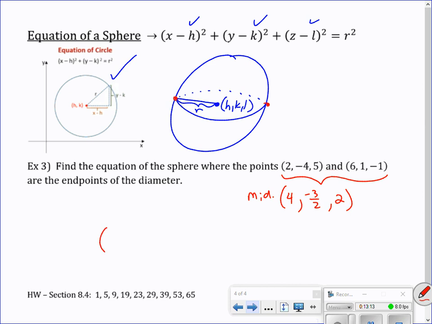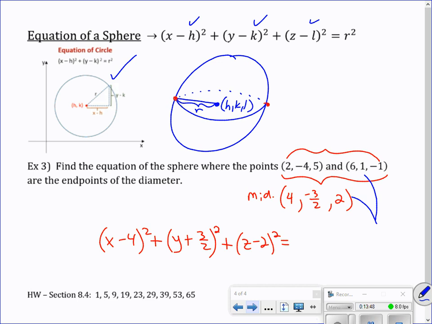So I'm ready to start. I got x minus 4 squared plus y minus negative 3 halves, but that's plus 3 halves, and you can write 1.5 squared, plus z minus 2 squared equals, I need my radius squared. For my radius, you can do one of 2 things. You can find the length of the diameter and divide it by 2, and then that's your radius. Or, I have my midpoint sitting right here, so why don't I just find the distance between the center and one of these points, and then that'll be my radius.